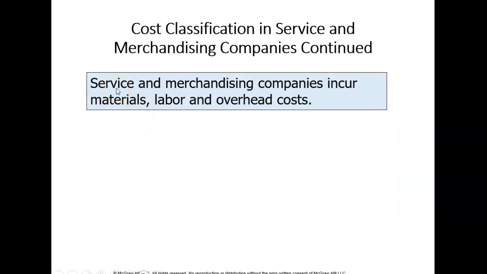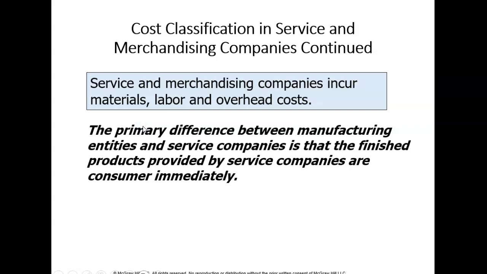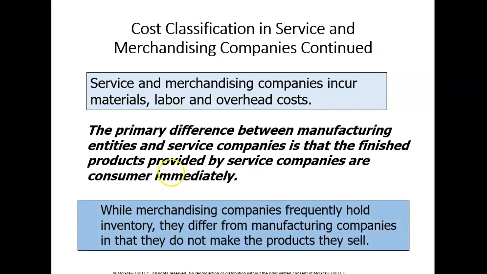So when you have a service and merchandising company, they're going to incur material costs, labor, as well as overhead. The main difference is that for a service-based company, your finished product will be the actual service provided by that company. So if you are an accounting firm, you're providing an actual tax service, then the tax service will be considered your finished product. Okay?